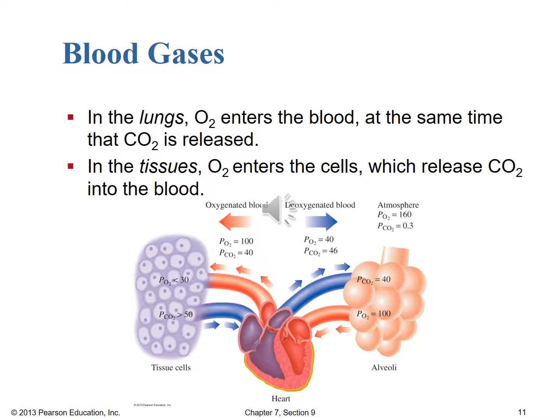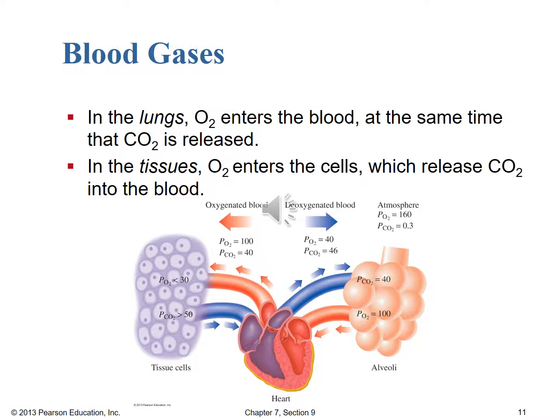You're not getting just oxygen in and just CO2 out, but you're getting higher amounts of oxygen in, higher amounts of CO2 being released out into the lungs. In the tissues, we have the O2 entering the cells, which release the CO2 into the blood.